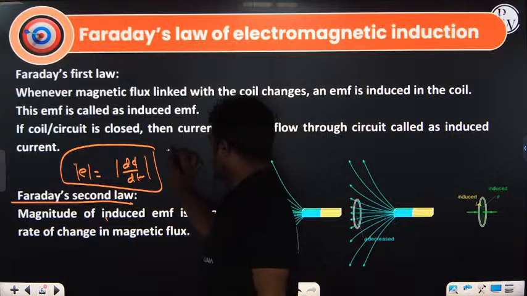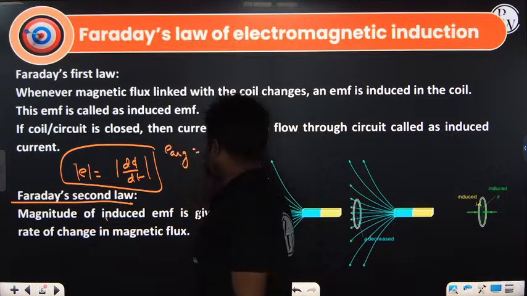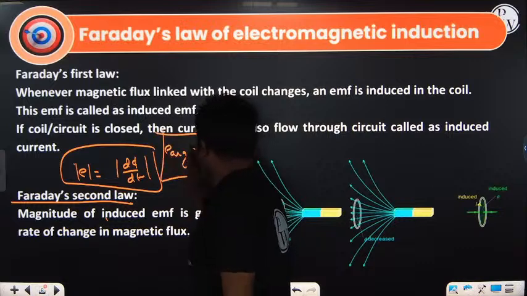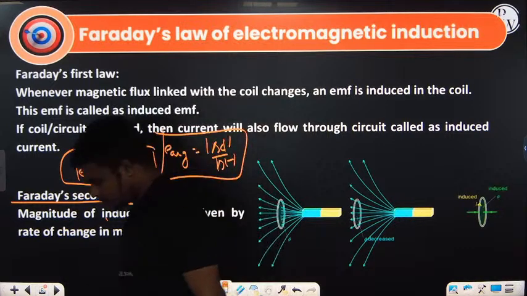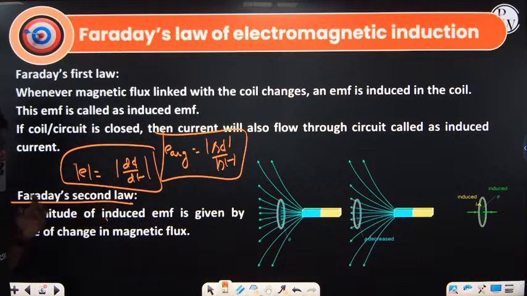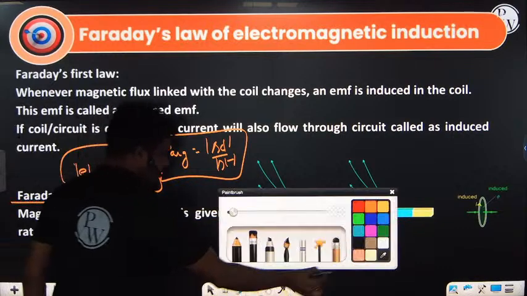If you talk about the average value of the EMF, the average value of the EMF is given by delta phi by delta t. And what is delta phi? Change in flux. And what is delta t? Change in time. So change in flux with respect to time will give us the induced EMF expression.